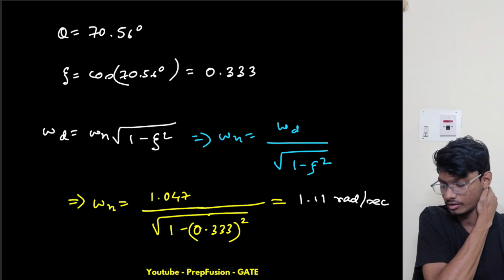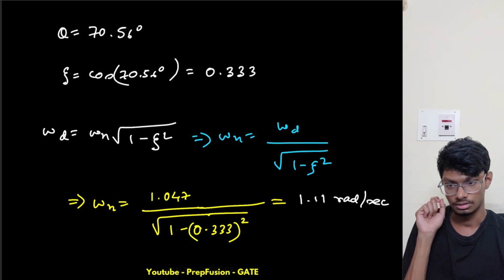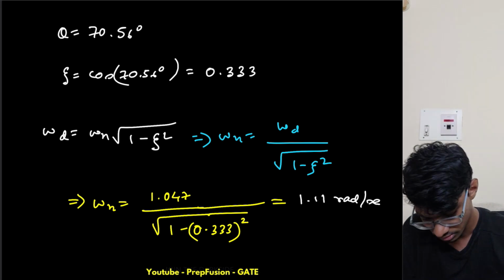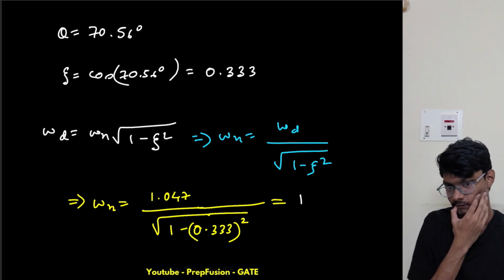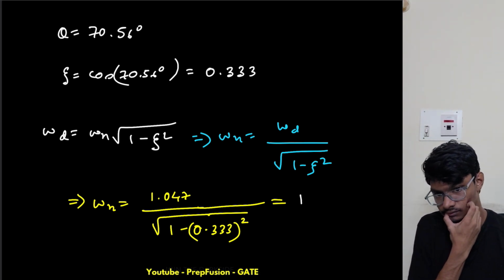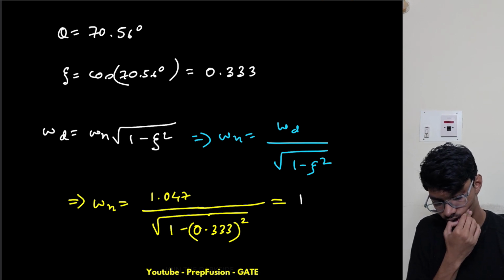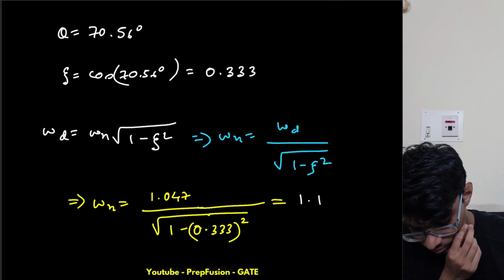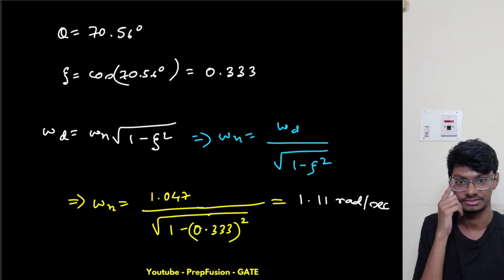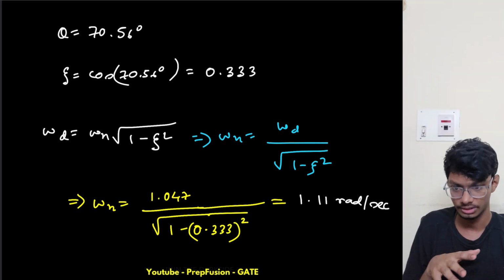Okay, did I do something wrong? Sorry, I think I've written something wrong over here. No, sorry, it was 1.11 radian per second only. Maybe I calculated something wrong. So yeah, this was 1.11 radian per second.